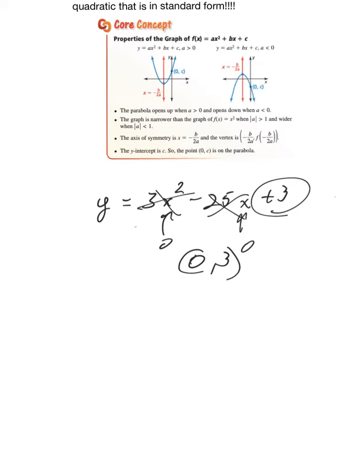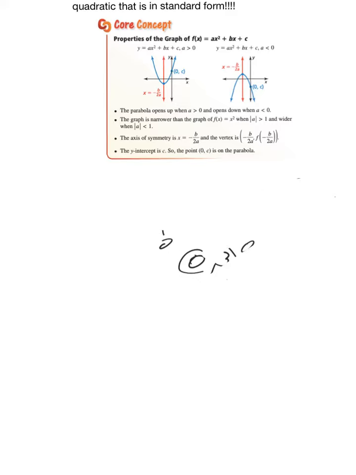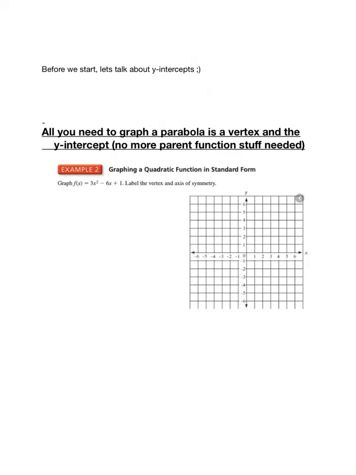So let me erase, and we'll move to the next page, where we have an opportunity to do some graphing. Sorry about that. Here it is. Y-intercept again. Here's a quick review of what I just said.